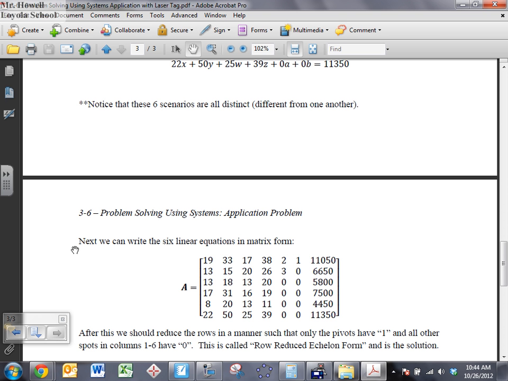And by the way, your answers will be integer values, and they will be multiples of 50. So like numbers like 100, 200, 150. Those are the answers you will get for this.